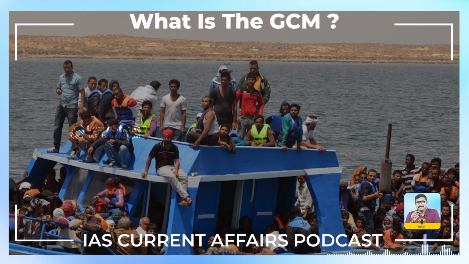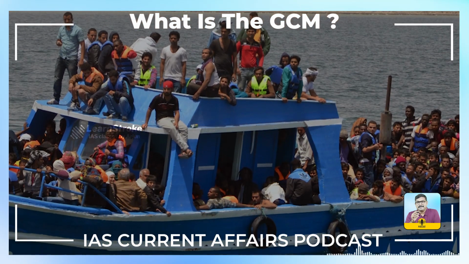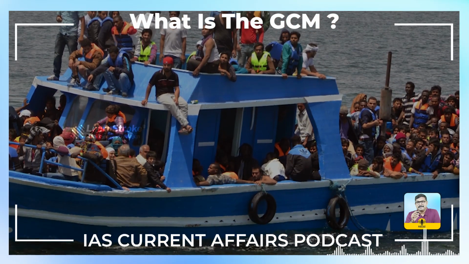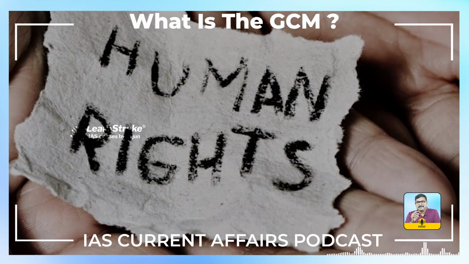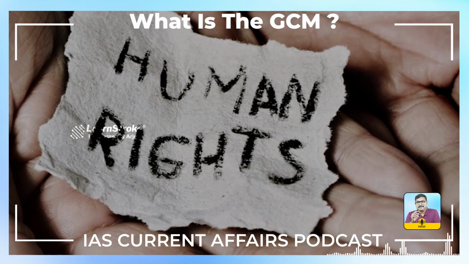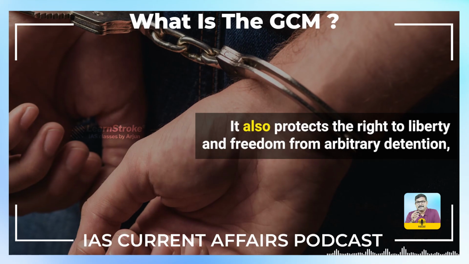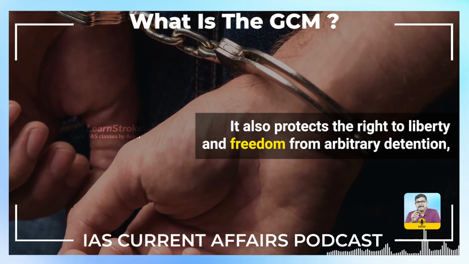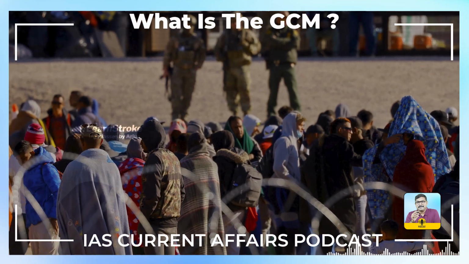Along with it, it combats smuggling and trafficking while protecting the human rights of those who have been smuggled or trafficked. It also has to respect human rights at borders and conduct human rights-based and individualized screening, assessment and referral of migrants. It also protects the right to liberty and freedom from arbitrary detention, including by prioritizing alternatives to immigration detention.